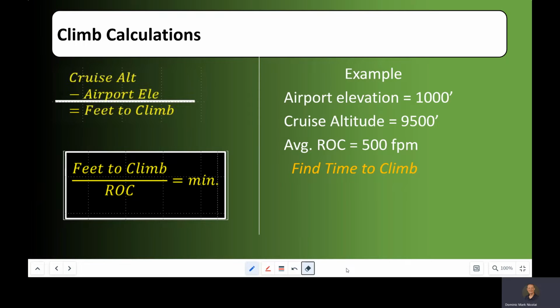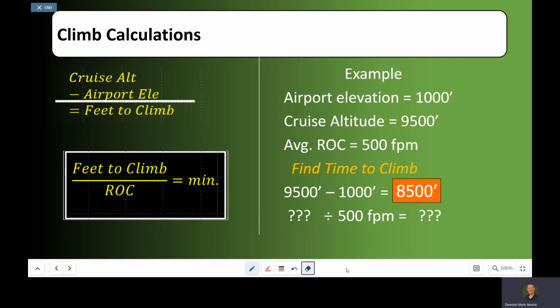The time to climb, well, we first find how many feet to climb. 9,500 minus 1,000. That will give me 8,500 feet to climb. And then divide that by 500 feet per minute. You can use your manual flight computer for that calculation, or a calculator, but you'll come up with approximately 17 minutes on that.